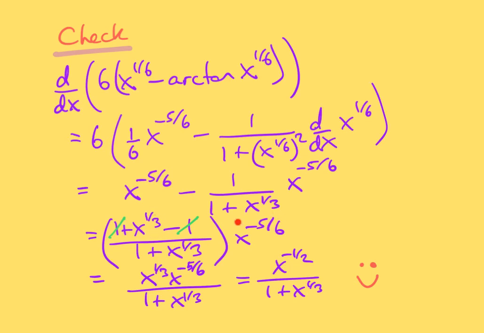x to the 1/3 times x to the minus 5/6 is best sorted out by putting these both into sixths. So it's x to the 2/6 times x to the minus 5/6. So that from the rules for powers is x to the minus 3/6, which is x to the minus 1/2, and the denominator is what we wanted. So we're extremely happy. This is the correct answer. And I take my hat off to all the people who go to the front of the board in that lecture theatre to take on the test.